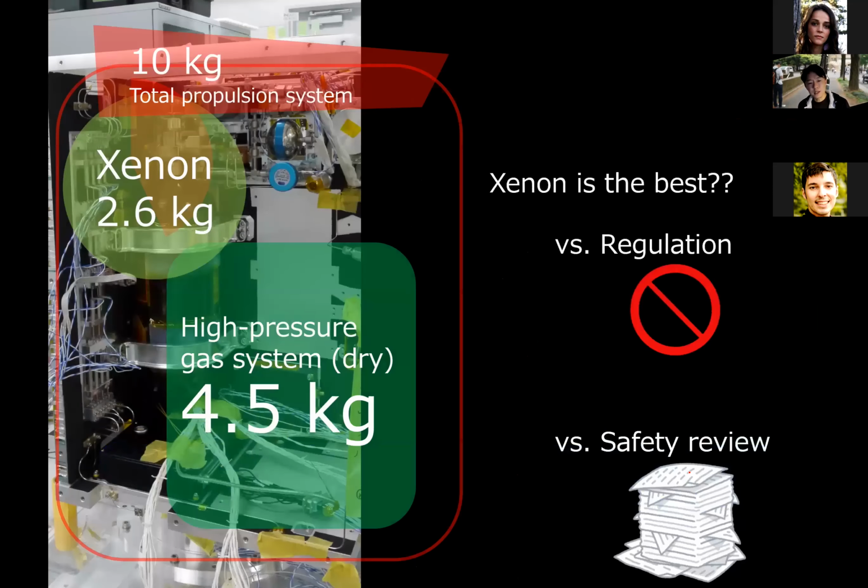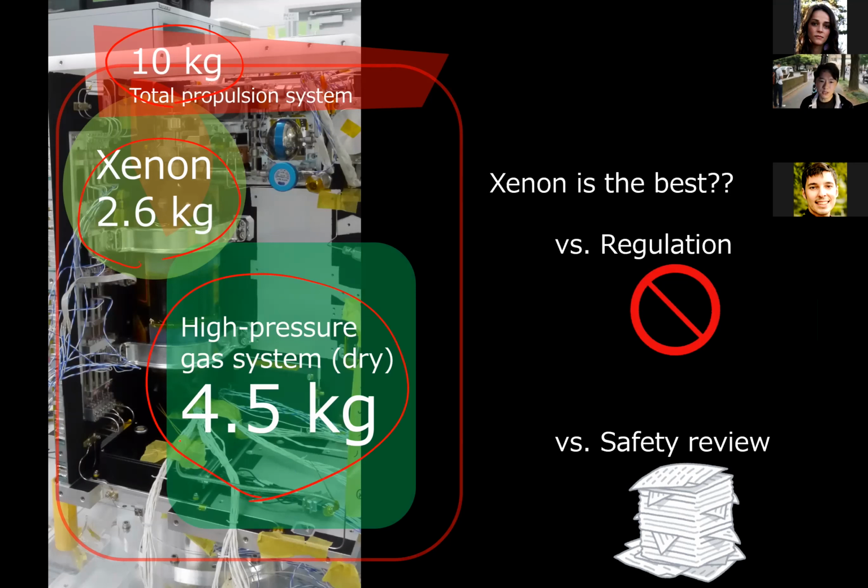Okay, anyway, we succeeded in operating our propulsion system in space for 1 year. But during development, I felt big difficulty. The total propulsion mass of our system was 10 kilograms. However, propellant mass was just 2.6 kilograms, just 25 or 26%. And half of the mass was the high pressure gas system.